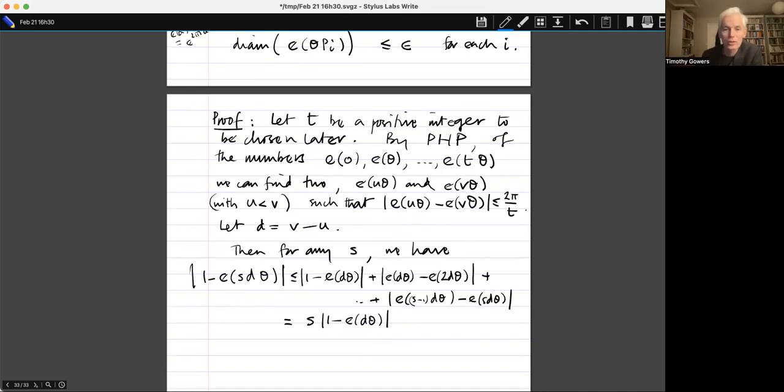which, oh, I didn't comment, sorry. But then |1 minus E(d theta)| is equal to this thing here, so that's also less than or equal to 2 pi over t. To achieve that, I multiplied this by E(minus u theta), and this one by E(minus u theta) as well. So that's less than or equal to 2 pi s over t.